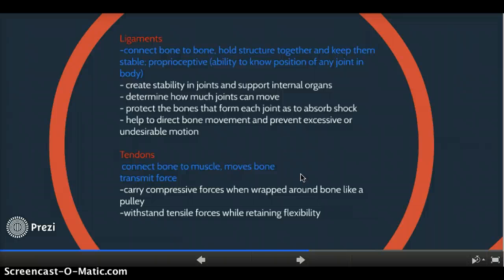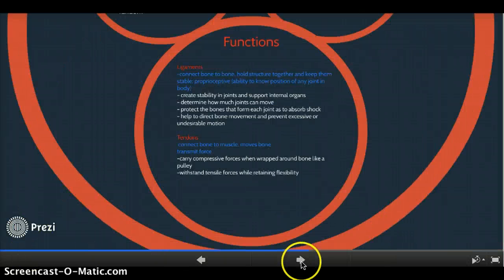The tendons connect bone to muscle and move bones to transmit force. They act to carry compressive forces when wrapped around the bone like a pulley, and they withstand tensile forces while retaining flexibility.